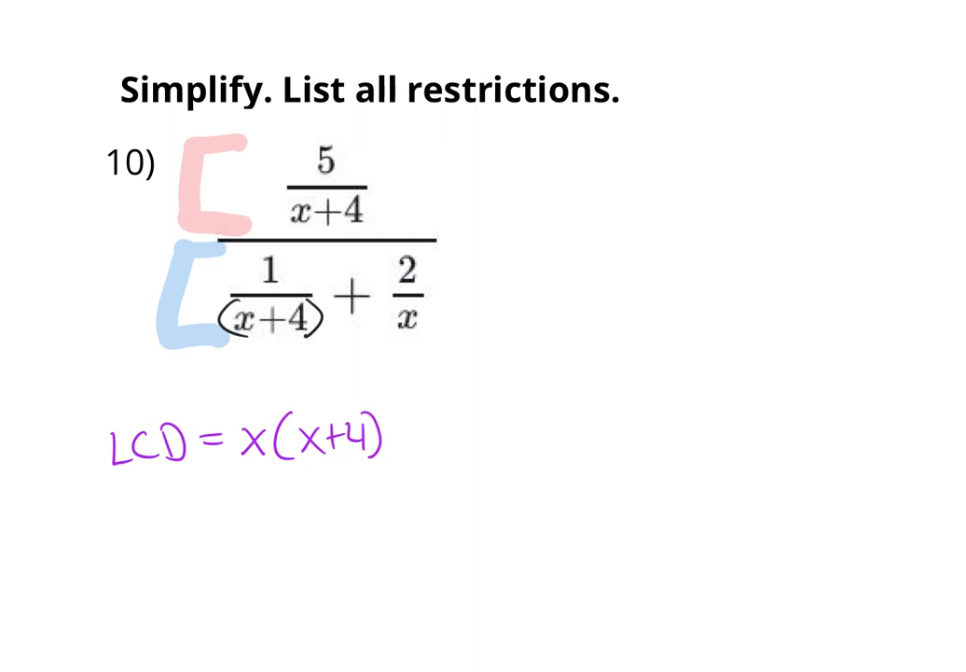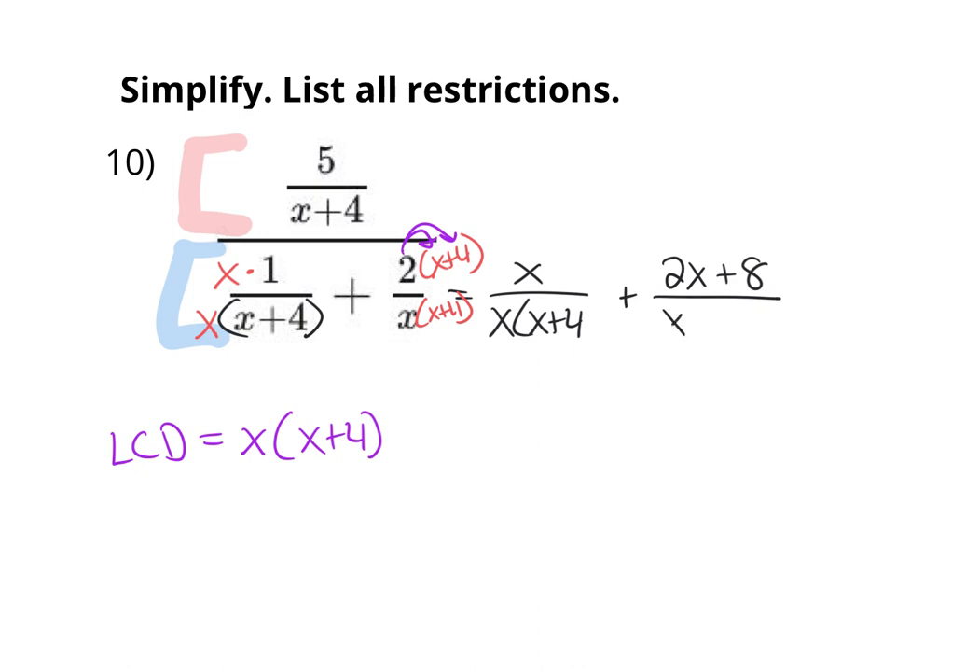Well, how do I get the x plus 4 to look like that? What is he missing? He's missing the x. So I'm going to multiply that first fraction by x on top and bottom. That gives me x over x times x plus 4. The other fraction just has an x, so he's missing the x plus 4. So I'm going to multiply him by x plus 4, top and bottom. That's how I keep my fractions equivalent. Now this is a 2 times x plus 4. I need to make sure I distribute both of those. So 2x plus 8 over x times x plus 4.